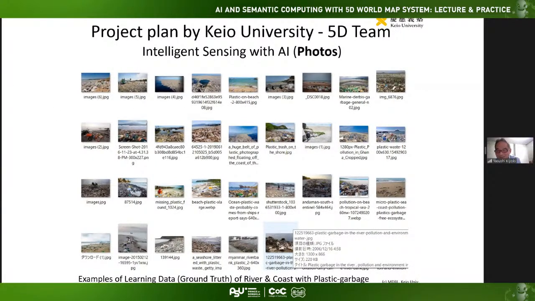Only two vectors can be prepared: this is a typical plastic, and this is a typical non-plastic. Okay. And so when new data is coming, you can compare it to the plastic or non-plastic.